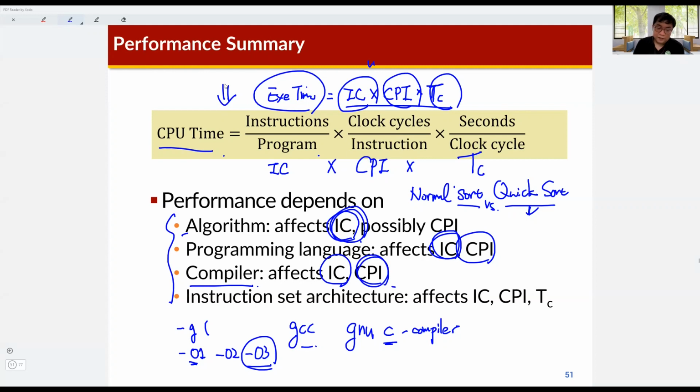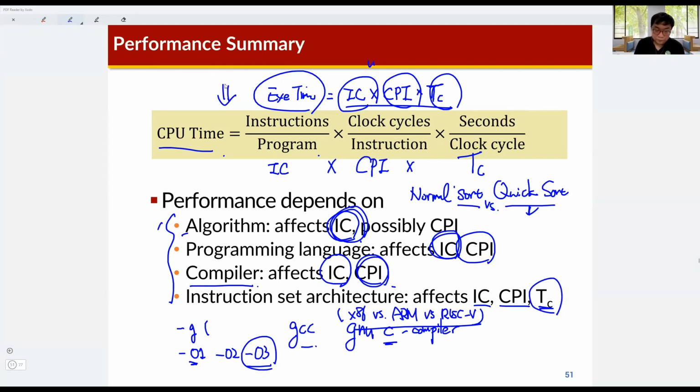And then there is the instruction set architecture, like x86 or ARM or RISC-V. These are the different types of instruction set architecture. This instruction set architecture affects all factors: instruction count, CPI, and also clock period.